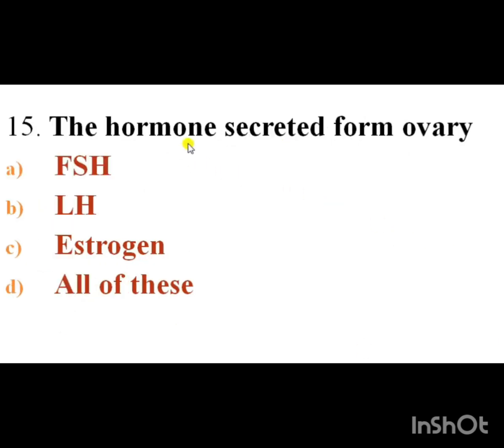Next question. The hormone secreted from ovary. Options: A, follicular stimulating hormone; B, luteinizing hormone; C, estrogen; D, all of these. Answer is C, estrogen. The hormone secreted from ovary is estrogen. In addition to estrogen, the ovary secretes two other hormones, that is progesterone and inhibin. So the ovary secretes three hormones, that is estrogen, progesterone and inhibin.